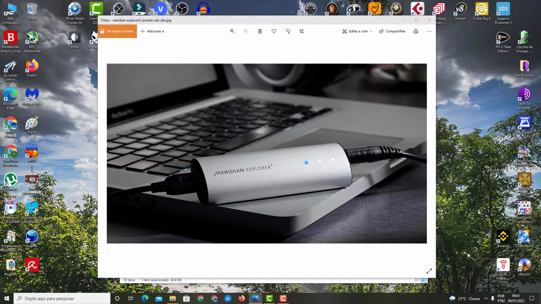Since Meridian Explorer removed any files or any information about the old Meridian Explorer drivers from the website, because this was a very problematic unit, mainly on Windows, so they decided not to associate them anymore with their product, which is a shame for me, because I bought this unit, I was expecting a little bit more support. They didn't have any support, and this was a problematic unit.